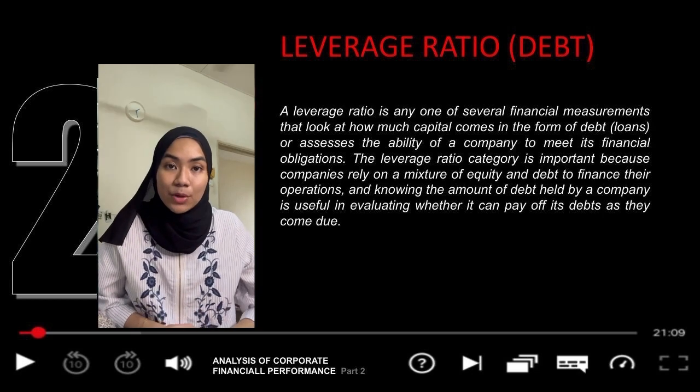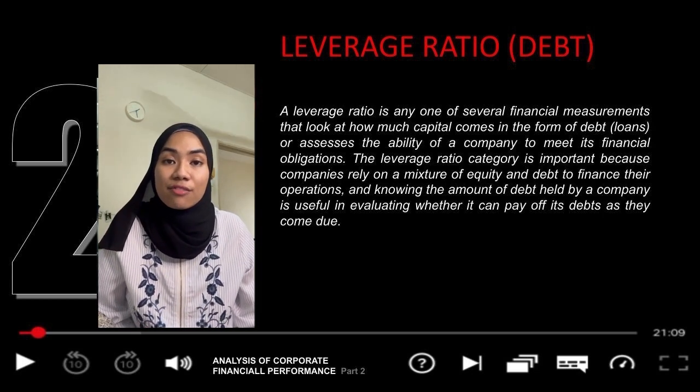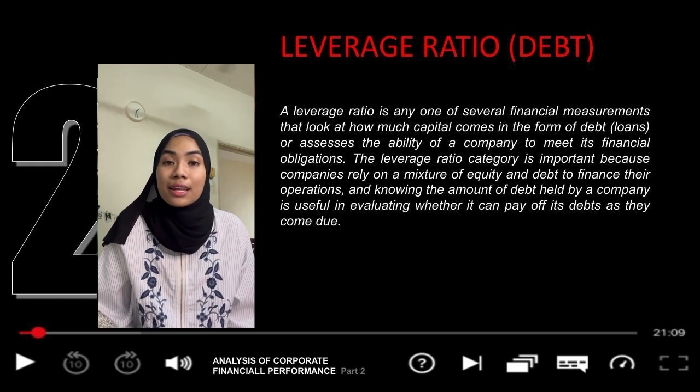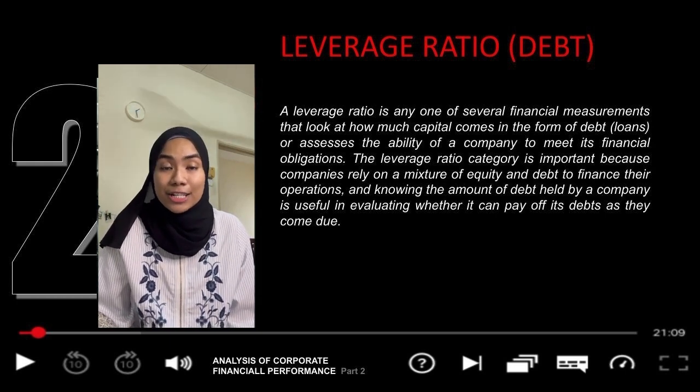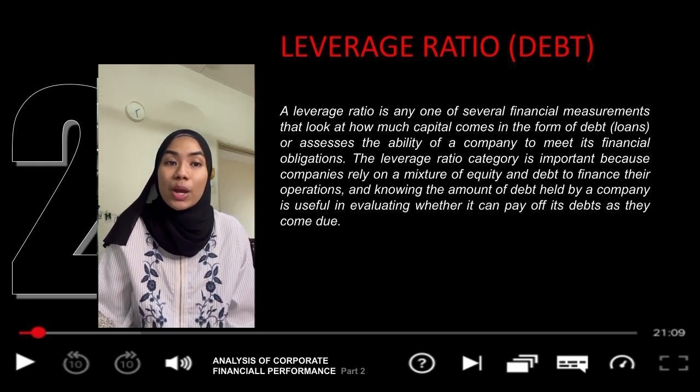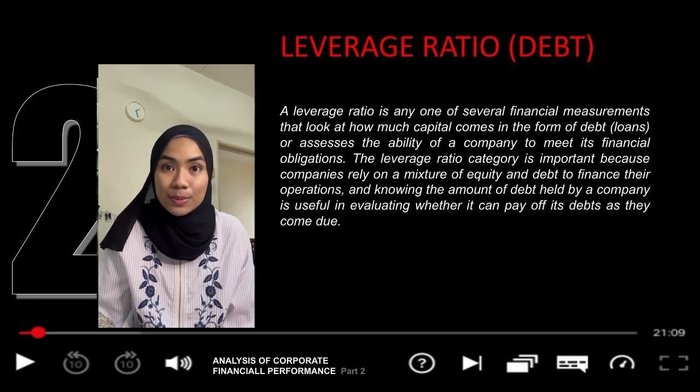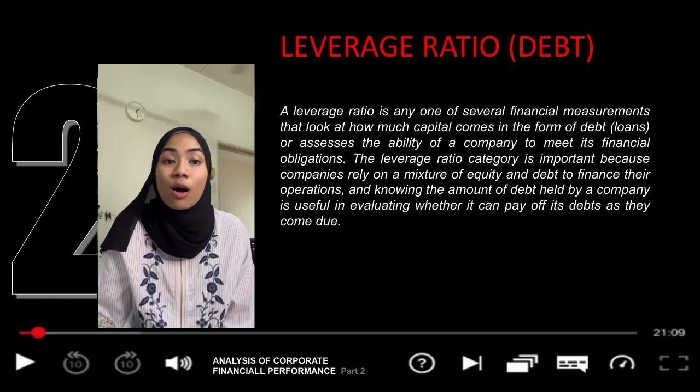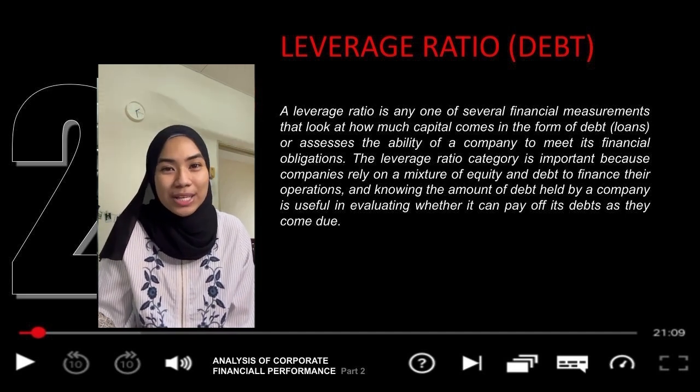In this part, I'm going to present about the leverage ratio. Leverage ratio can be divided into two categories, which are debt ratio and debt equity ratio. Now let's take a look at leverage ratio. Leverage ratio is any one of several financial measurements that look at how much capital comes in the form of debt, or assesses the ability of a company to meet its financial obligations.